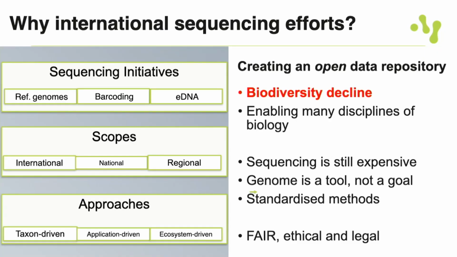All of these projects, they aim to create an open data repository. Why? We know that there is a biodiversity decline. We also know that the genomics and genomic data, they enable many disciplines in biology. But we know also that sequencing is still quite expensive. We know that individual groups And let's face it, the most of the sequencing is done in global north. Sequencing is not readily available in other countries. So these large consortia and projects, they want to sequence these genomes and put them in the open source so that other countries or smaller research groups, they don't have to do that. Within these projects also, we try to standardize the methods and standardize the metadata so that the outcomes of this project, this huge library of genomic life, it is FAIR, it is ethical, and it's also legal.